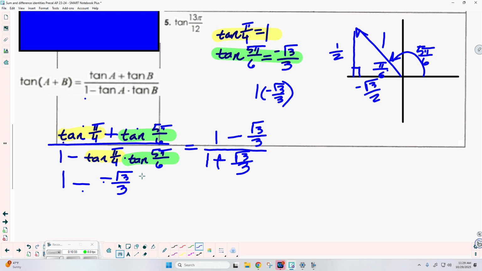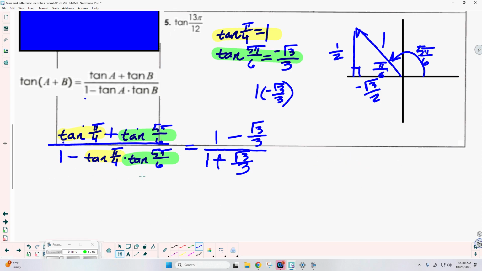Say again? Oh, no, no. You got to go through your order of operations. So what you've got down, now I understand what you're asking. In your denominator, you've got 1 minus the tangent of pi over 4, which is 1, times tangent 5 pi over 6, the negative root 3 over 3. So see, this really isn't 1 minus 1 because this is a product. You want to go ahead and multiply that and then perform the difference. Okay. There we go. That took me a second to realize what you were saying.